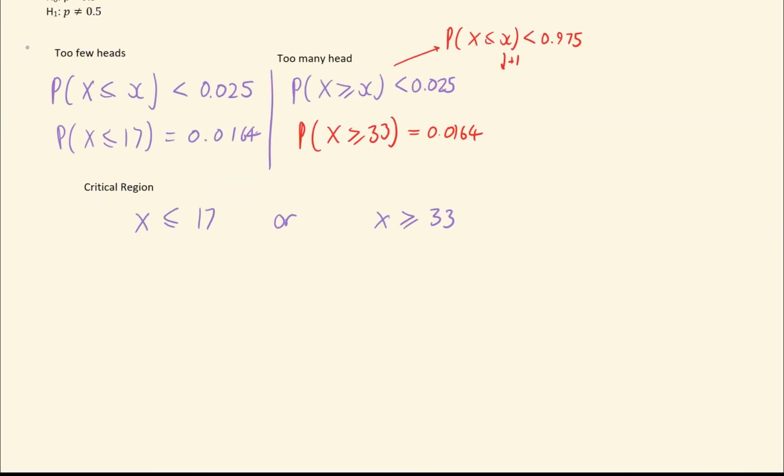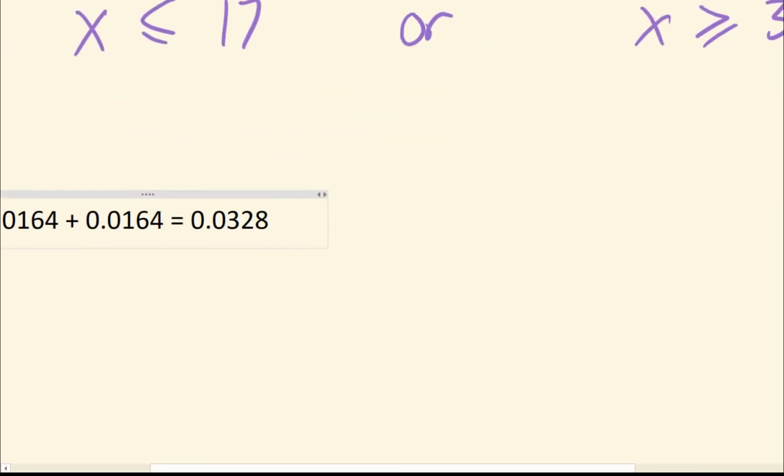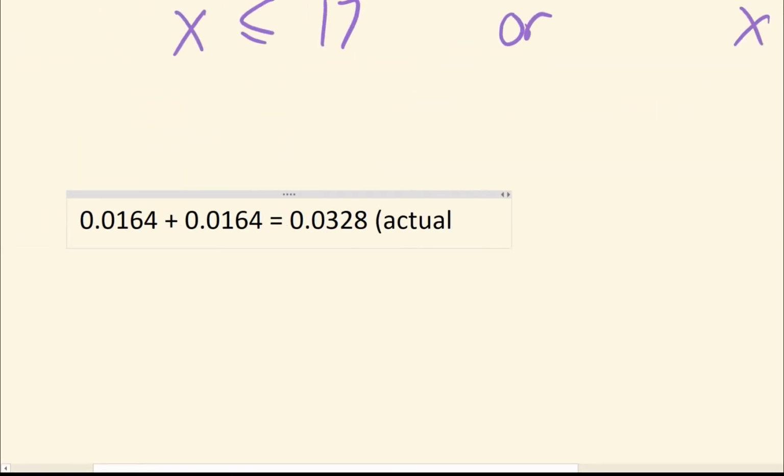Part B, the actual significance level. So our probabilities weren't 0.025 exactly. They were 0.0164, and it's the same for both of them. So we add those together. That is our actual significance level. Okay, so that's actually 3.28%.